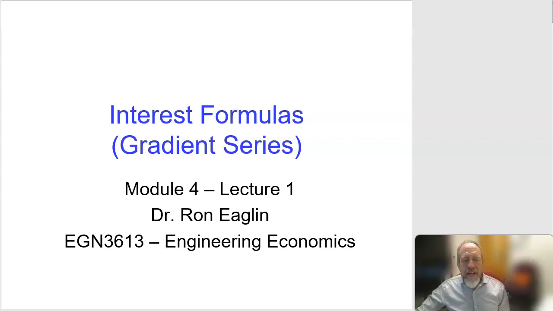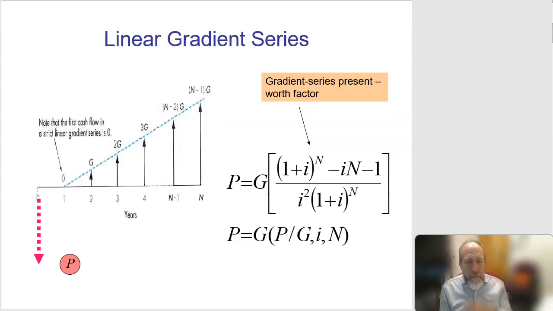So what is a gradient series? Well, it's pretty simple. A gradient series is something that increases, in this case a linear gradient series, over time. The first cash flow in the gradient series actually starts at time 1, even though the present value is at time 0. Just realize that there's an offset here. Also notice that the gradient series starts at the value 0.